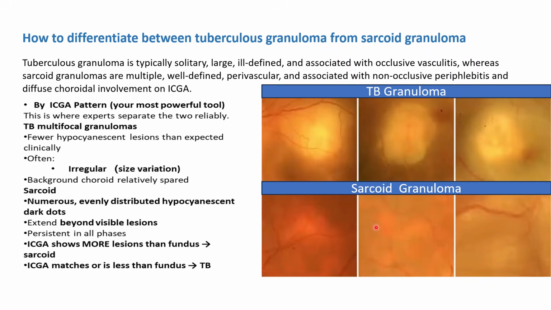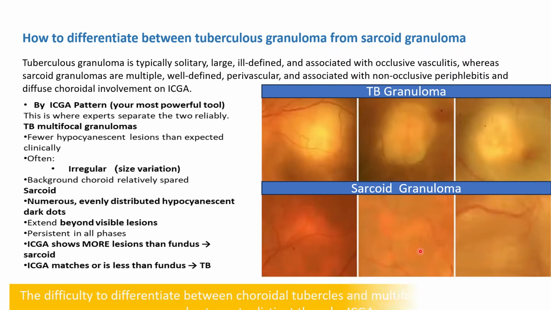However, in sarcoidosis, the reverse. You will find the hypocyanescent areas are much more than what you have seen clinically, because the sarcoid granuloma is sometimes unevident, as you see here, very small, faint, you cannot recognize them. This is a characteristic for the difference between both of them.